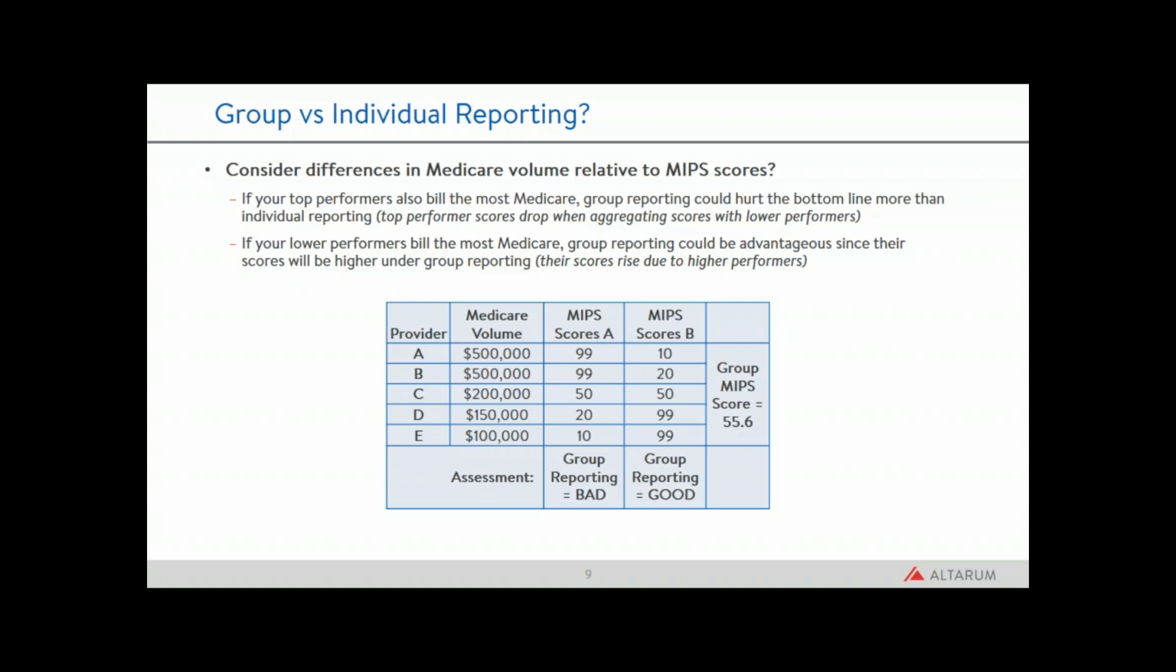We want them to be dragged up. Instead of reporting and getting a MIPS final score of 10 or 20, by group reporting they're going to get a group score of 55.6, which is going to boost the Medicare reimbursement rate for them as well.